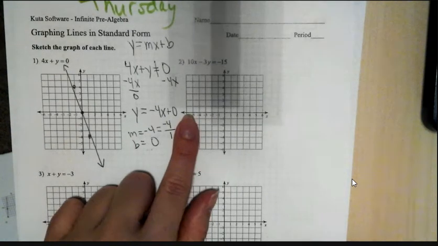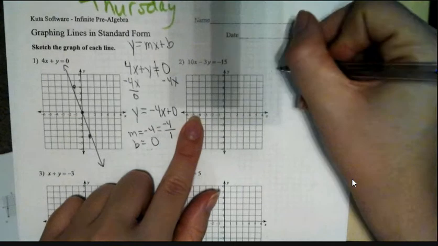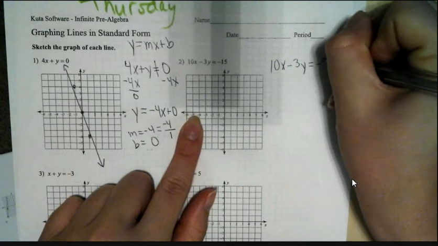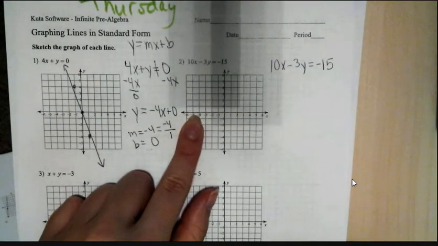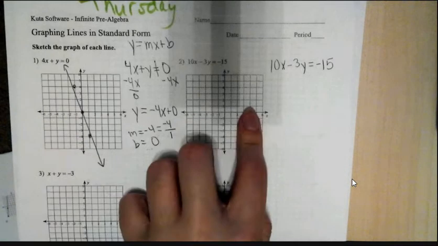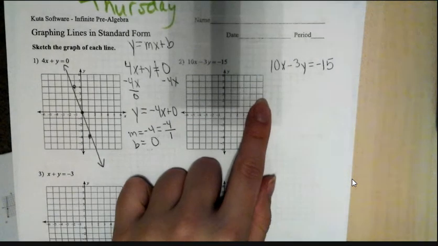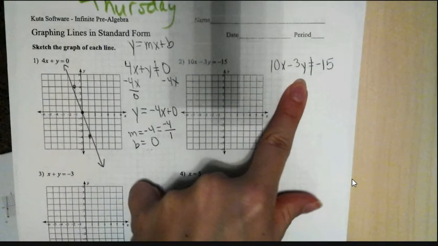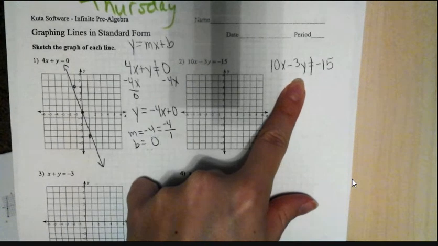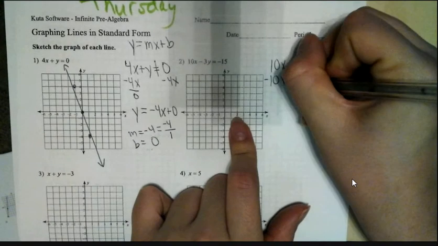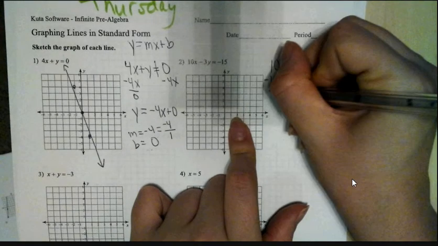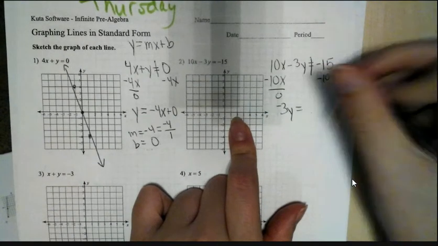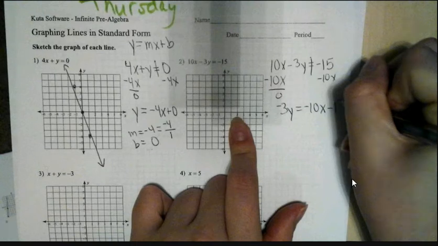Okay, now guys, for number 2, we have this equation. And I know it's not in slope-intercept form. So I'm going to go ahead and rearrange things to get the y completely by itself. I'm going to subtract 10x from both sides. I'm left with negative 3y equals negative 10x minus 15.